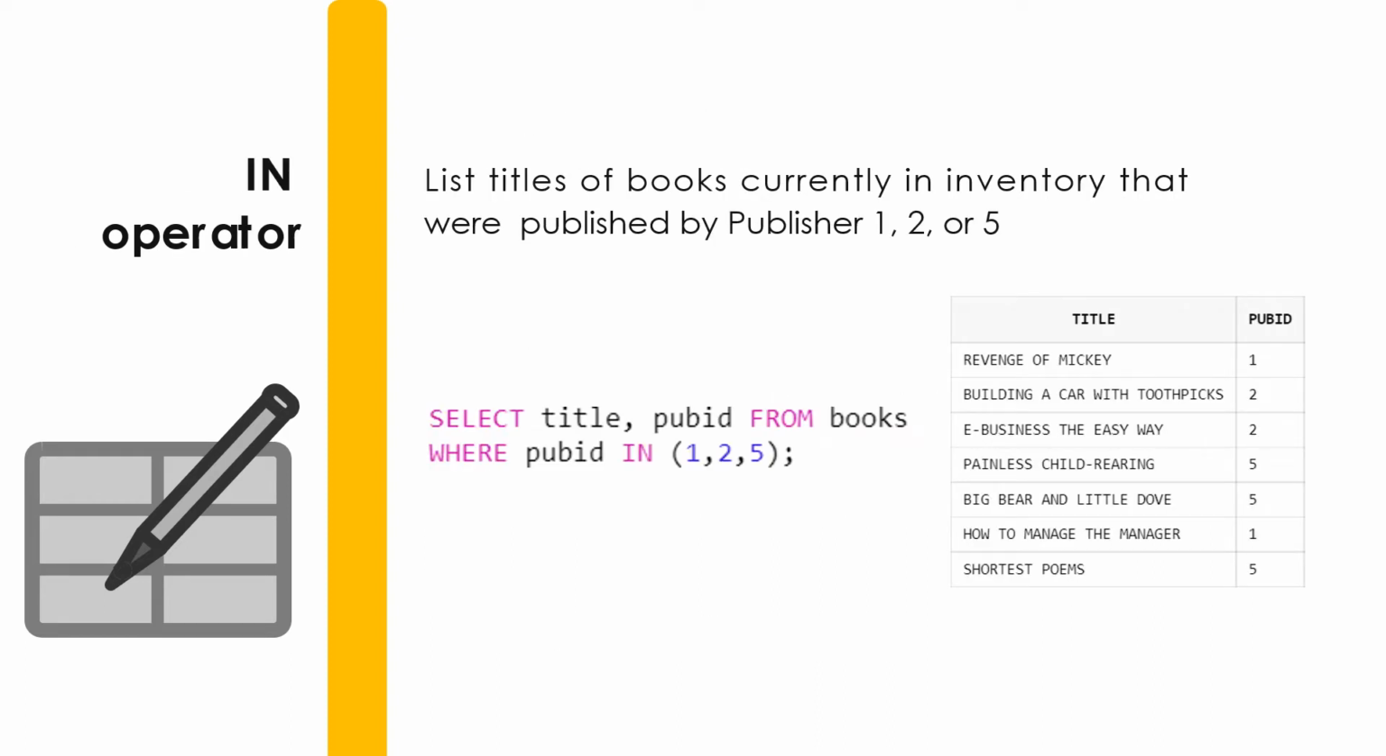This is an example of the IN operator. If we would like to list the titles of books currently in inventory that were published by publisher 1, 2, or 5, we can use the IN operator. So what we do is select the title, pub ID from books where pub ID is in the following values. And as we can see in the result, we are going to get all of the publications of these three publishers.